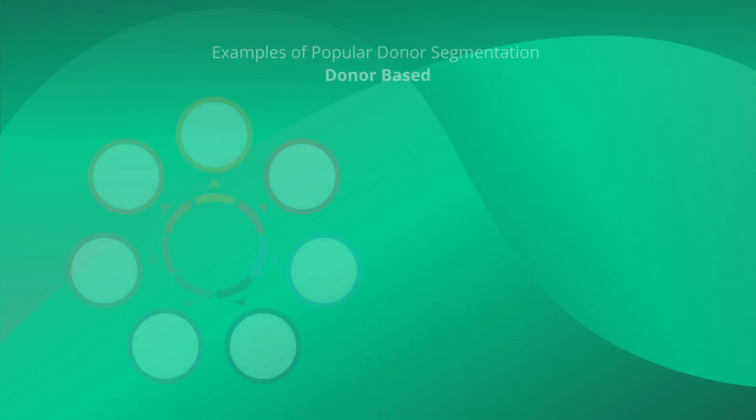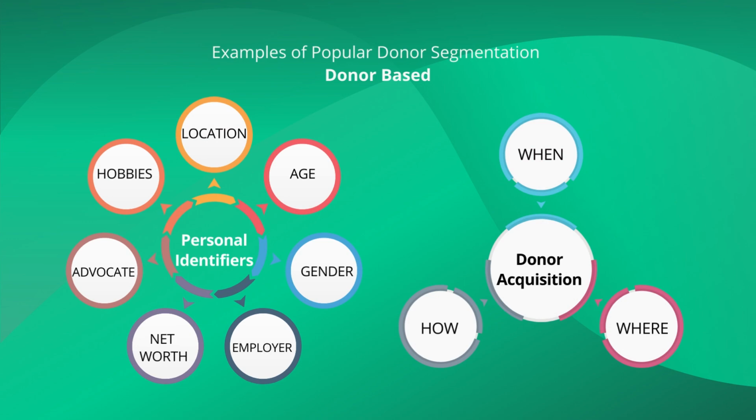Now, if you don't have the time to create more formal analytical segments, there are other ways to segment donors that allow more targeted and personalized outreach using other donor identifiers to increase giving. And I've put 2 donor-based examples here, one focusing on personal identifiers and the other on donor acquisition.